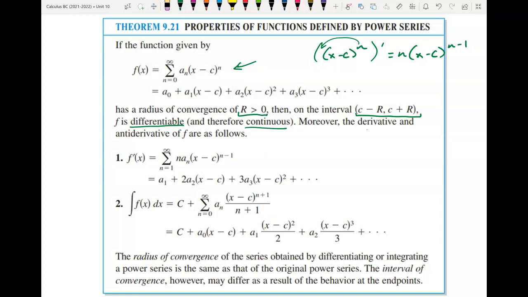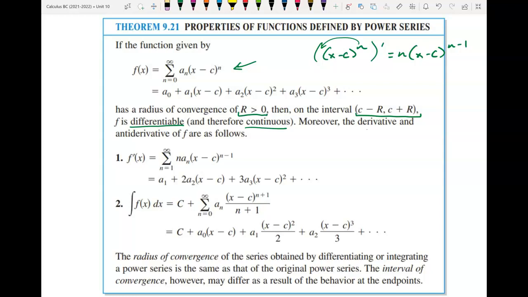Just remember, what is the variable of differentiation and what is the variable of integration? It's going to be the x. We're not differentiating or integrating based on the n. That's the term number of the series. That is not the variable of the function. The variable of the function is going to be x. It is f of x, a function of x.